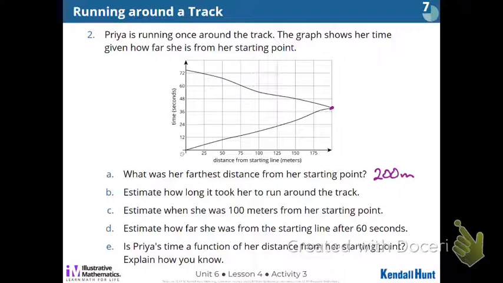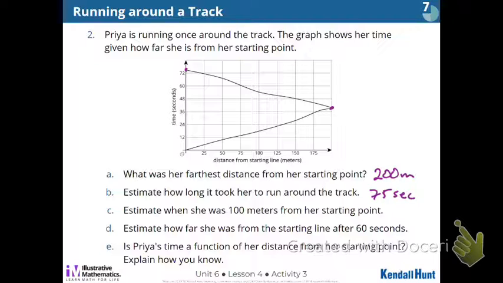So the next question is, how long did it take her to run around the track? So we're looking at time, right? So it's a little more than 72. Yeah, let's go 75. No, 73 is close. So this is the next one, and I need you to turn and chat with someone at your table about it. When was she 100 meters away? That's what I want you to talk about. When was she 100 meters away?